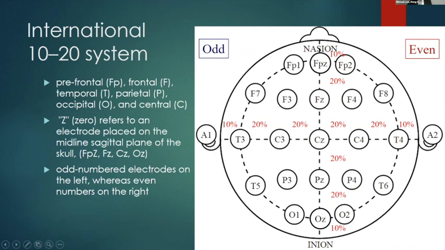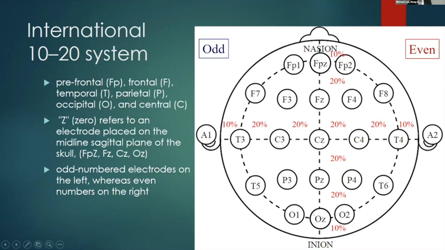Okay, let's start with FP first. FP means prefrontal. F means frontal, T temporal, P for parietal, and O for occipital, okay? And C for central. In the middle row, you can see that there is no odd number or even number, but Z. What do we mean by Z? Z actually means zero.